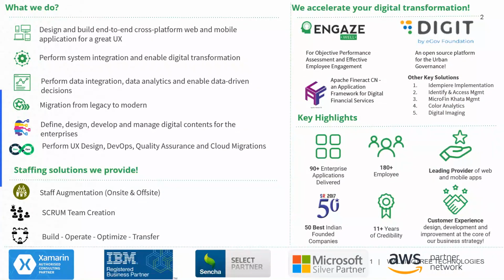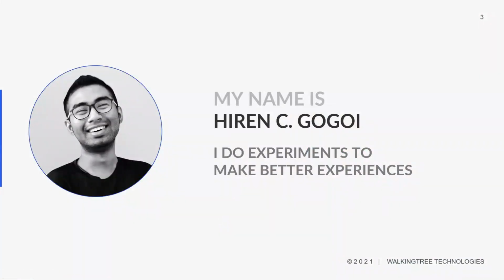So today I'll be talking about the topic that we have in place, that is accessibility, designing for all. Before I begin, I think Edward has already mentioned, but here is what I have to tell about myself in 2 lines. My name is Hiren, and I basically do experiments to make better experiences. So having said that, let me just get to the point without further delay.